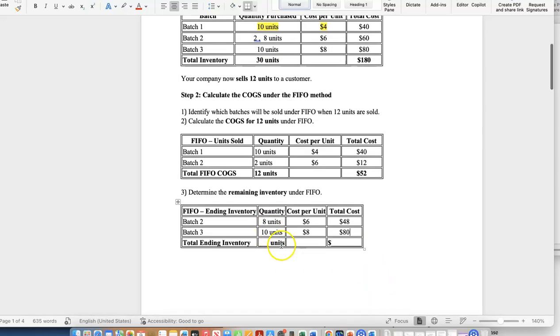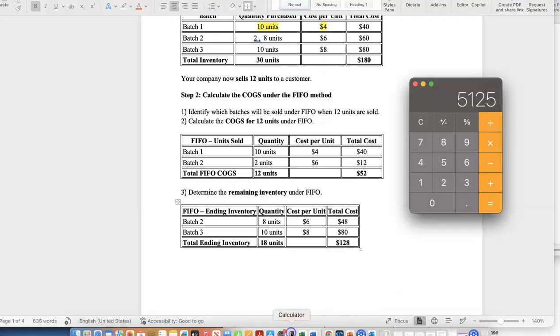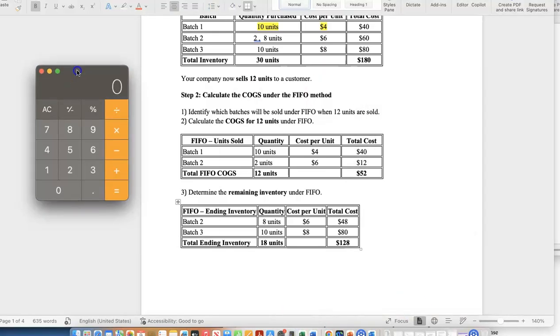Now we have how many left in ending inventory? 8 plus 10. That leaves us with 18 units. The total cost in ending inventory is 48 plus 80. That's 128. And so to check and verify that this is correct, I'm going to open up my calculator here, and let's add up the total cost together. So we had 52 from the cost of goods sold, and we have 128 in ending inventory. That equals a total of 180. Well, that is the amount we started with, so that's correct.